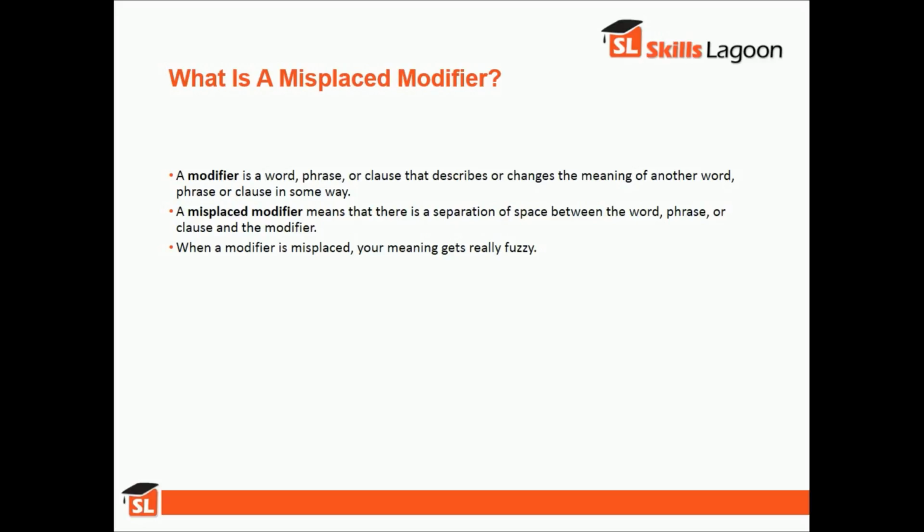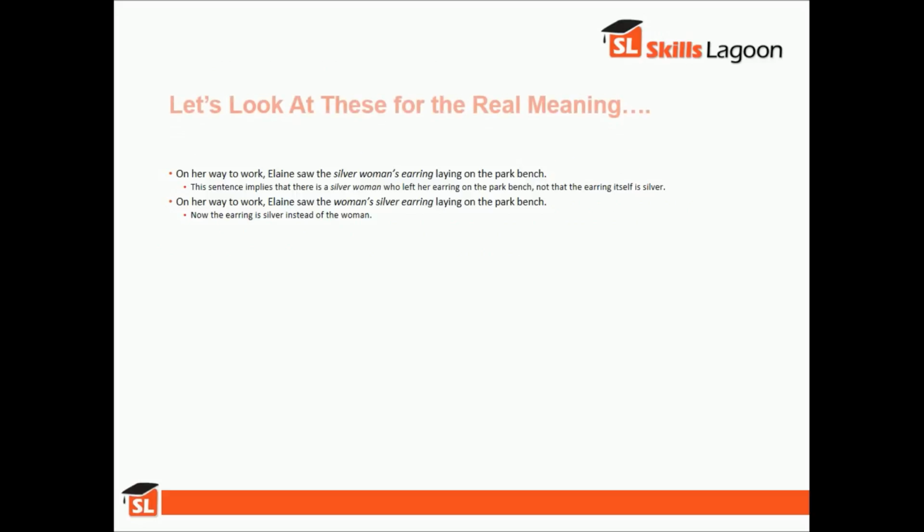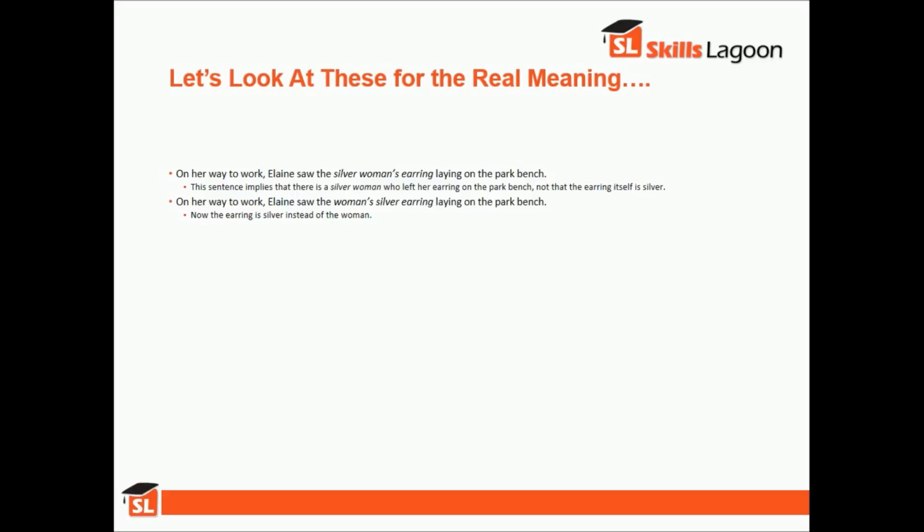What happens when a modifier is misplaced? There is a compromise in the meaningfulness, and either the meaning gets ambiguous or it gets incorrect all the way. Let's look at these for the meaning part.